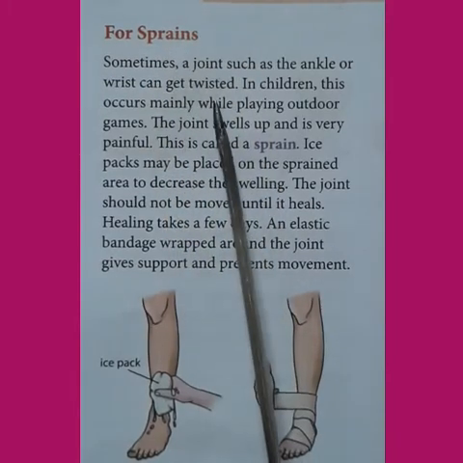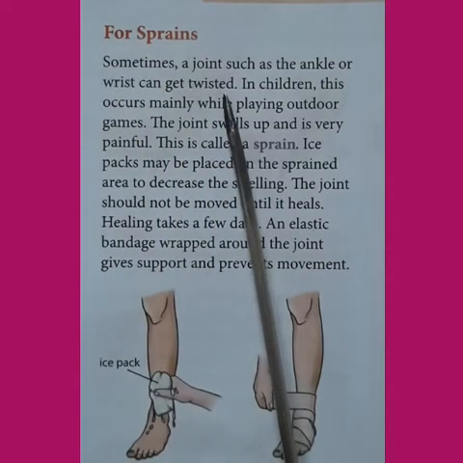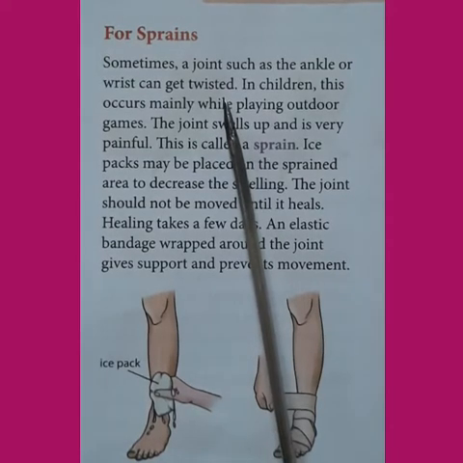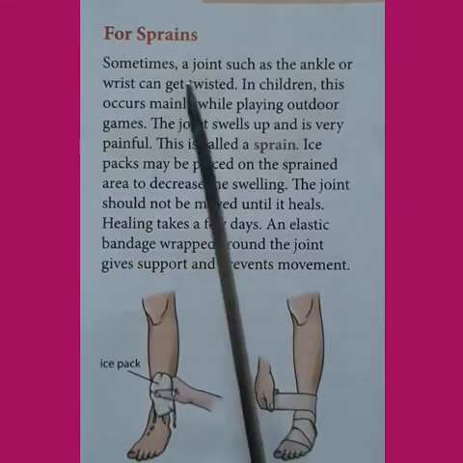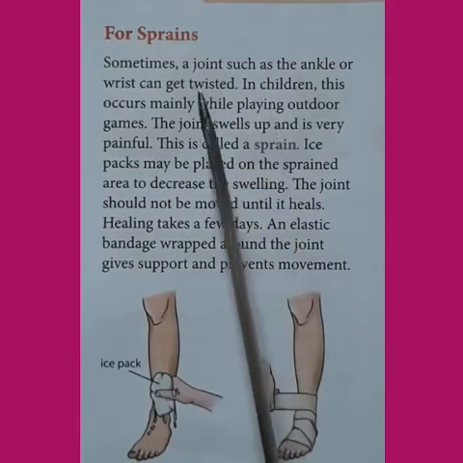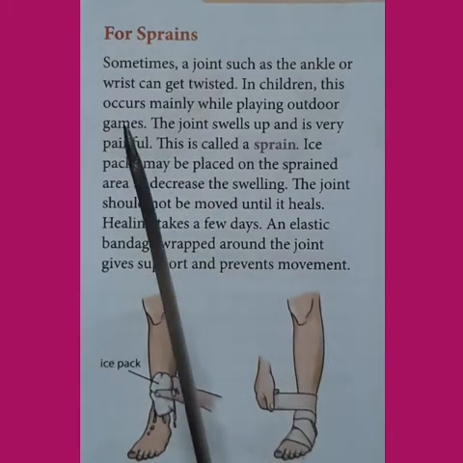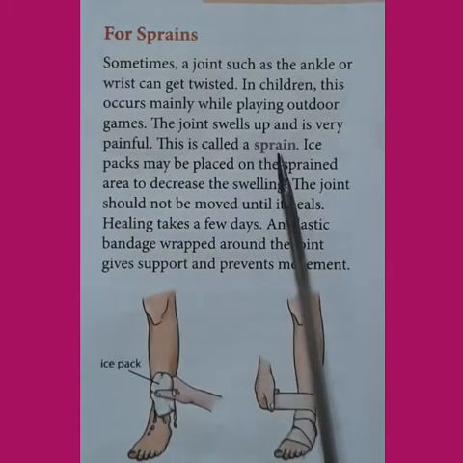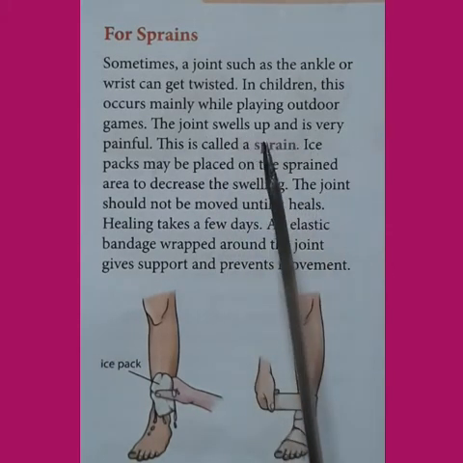Sometimes a joint such as the ankle or wrist can get twisted. You all know that we have many small bones in our body, and bones are joined together by joints. When we are playing outside or doing some physical work, sometimes the joints get twisted and it is very painful. It will swell up also. This is called a sprain. The swelling of the joints is known as a sprain.